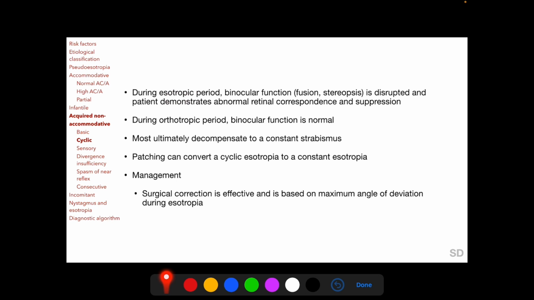During the esotropic period, binocular function in the form of fusion and stereopsis is disrupted, and the patient demonstrates abnormal retinal correspondence and suppression. But in the orthotropic period, binocular function is normal. Most patients with cyclic esotropia ultimately decompensate to a constant esotropia, and patching can convert a cyclic esotropia to a constant esotropia. Management of cyclic esotropia is surgical correction, and it is based on the maximum angle of deviation during the esotropic period.